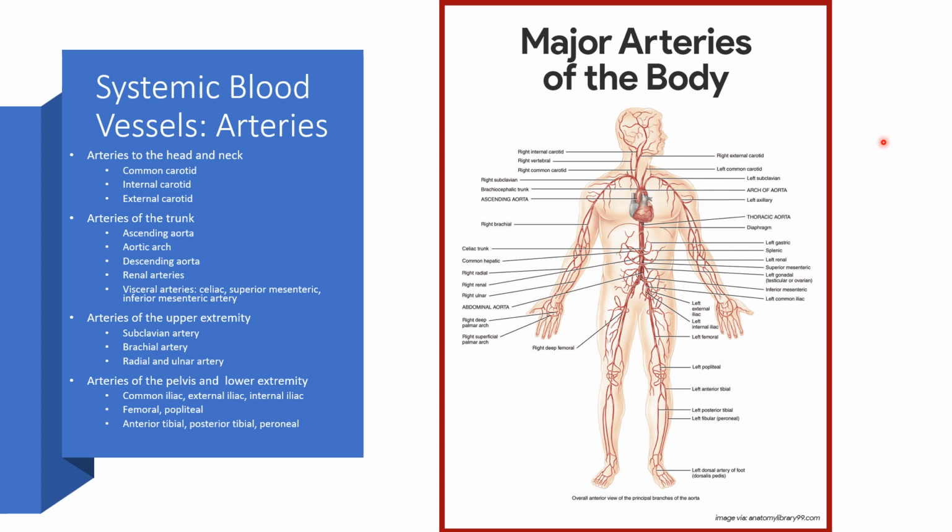Arteries of the pelvis and lower extremity. You have the descending aorta, which bifurcates into the common iliac artery on the right and left. The common iliac artery on each side bifurcates into the internal iliac and external iliac artery. Then the external iliac artery crosses the inguinal ligament and becomes the femoral artery. The femoral artery exits Hunter's canal and the adductor magnus and becomes the popliteal artery, which courses behind the knee. The popliteal artery then trifurcates into the anterior tibial, posterior tibial, and peroneal arteries.